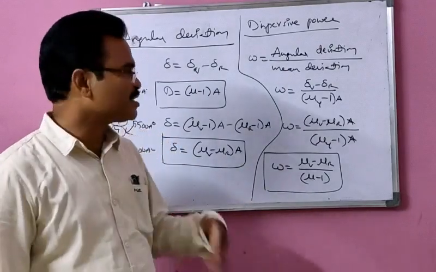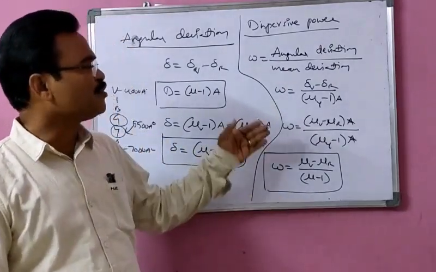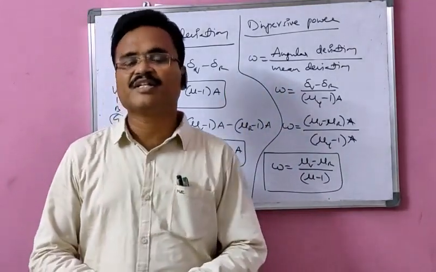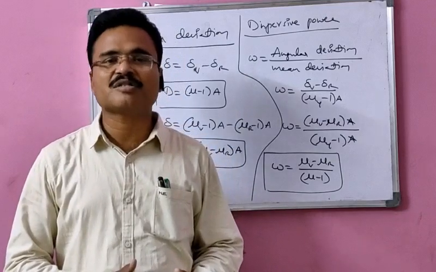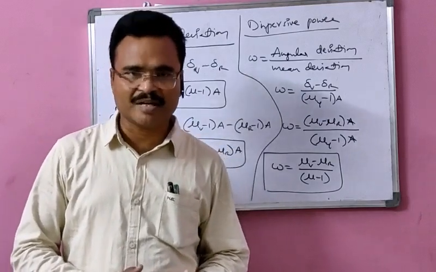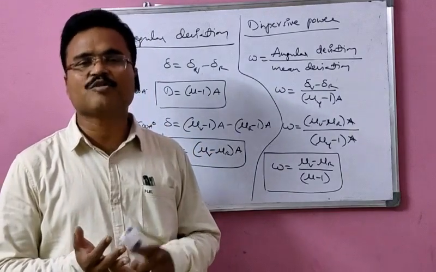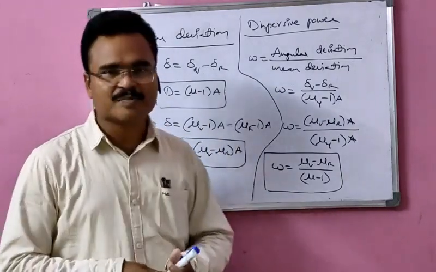So in the next class, I'm going to tell you some more deductions about this, that is dispersion without deviation, deviation without dispersion, and also some natural phenomena occurring in our daily life due to critical angle, total internal reflection, and dispersion.